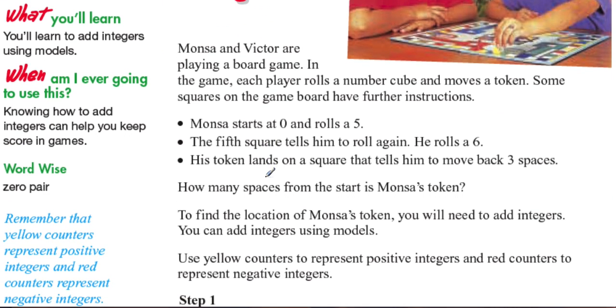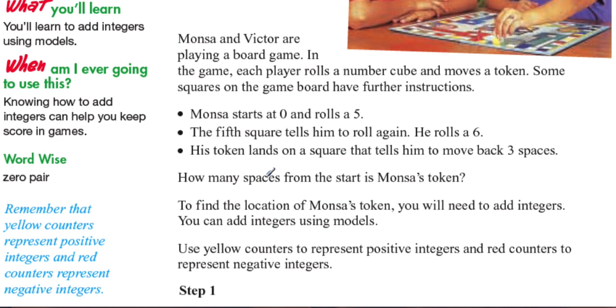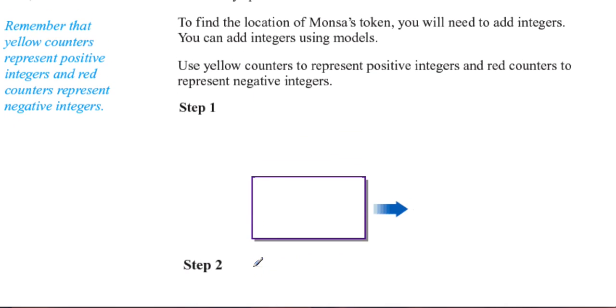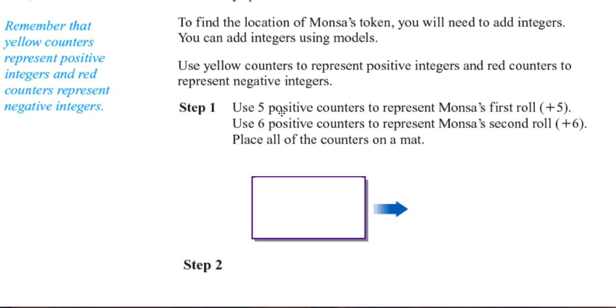Remember that yellow counters represent positive integers and red counters represent negative integers. To find the location of Monza's token, you'll need to add integers. We talked about this, and we will use the yellow and red counters to do this. Let's do step number 1 in trying to understand what we need to do in Monza's problem. Use 5 positive counters to represent Monza's first roll, and use 6 positive counters to represent Monza's second roll of positive 6.